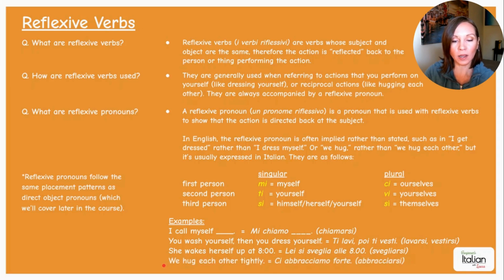And then finally, we hug each other tightly. Ci abbracciamo forte. In this case, we're using the first person plural. Ci, and then we have abbracciamo, which comes after the ci because it's conjugated. Forte. So there's a quick introduction to reflexive verbs.